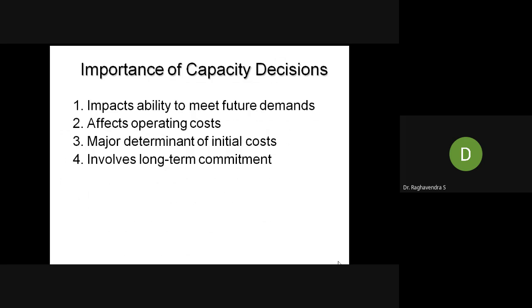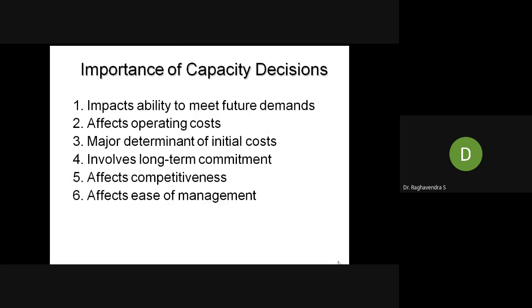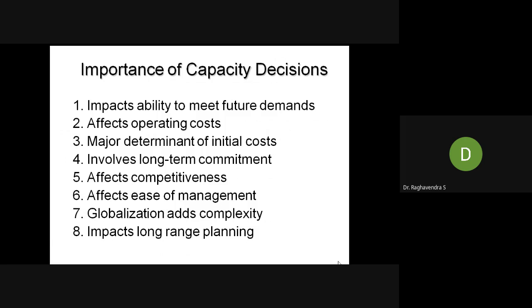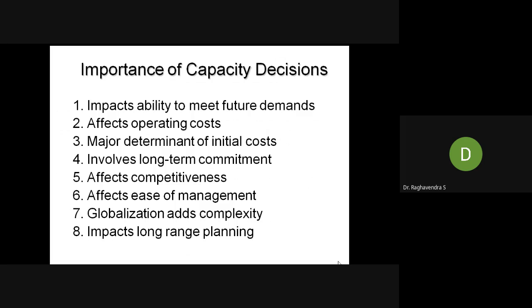Involves long-term commitments. Of course, long-term commitments, because there are many types of products: long term, short term, all these things. That planning is also very important. It affects competitiveness, which is very important. It affects ease of management. Globalization adds complexity. It impacts long-range planning. So these are the key points we have to decide on whenever we are talking about capacity decisions.